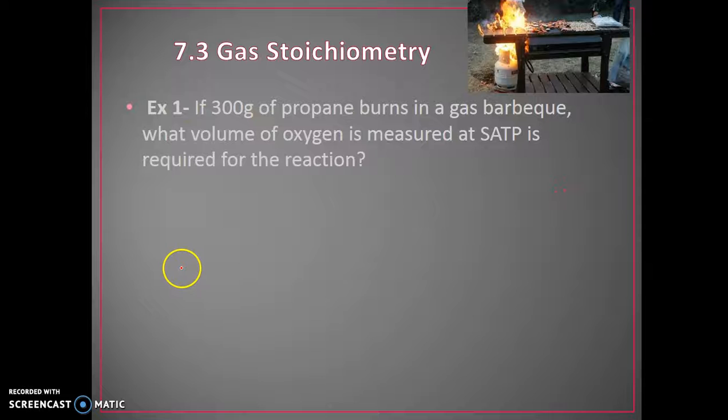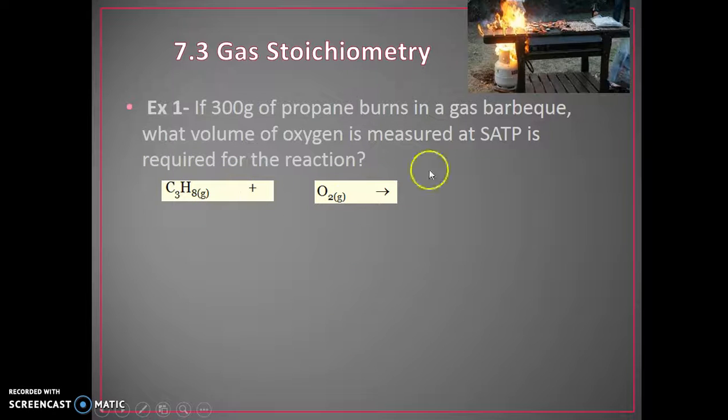So if 300 grams of propane burns in a gas barbecue, what volume of oxygen, measured at SATP, is required for the reaction? If we remember from the very first unit we did, propane is C3, 3 carbons, and there'd be a single bond attached to each of those carbons, making it C3H8. It's burning, so that's a combustion reaction, which means that the propane would be reacting with oxygen to produce carbon dioxide and water.